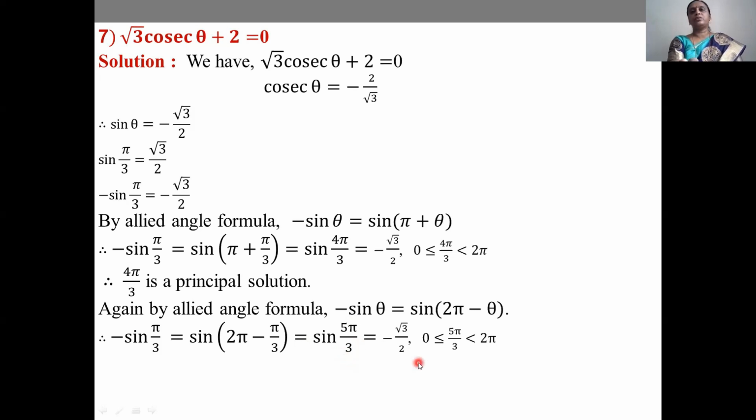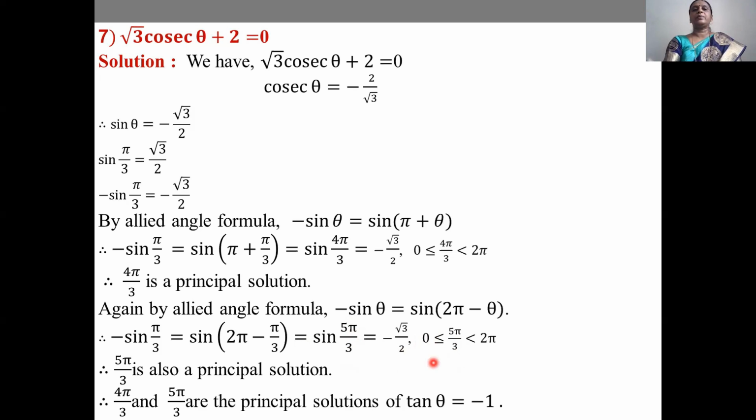But first we have to check whether this lies in the interval 0 to 2 pi or not. For that, you convert this radian angle into degrees. Then this is the angle of 300 degrees, and it obviously lies in the interval 0 to 2 pi. Therefore, 5 pi by 3 is also a principal solution. In the last step, you write down that 4 pi by 3 and 5 pi by 3 are principal solutions of sin theta is equal to minus root 3 by 2.